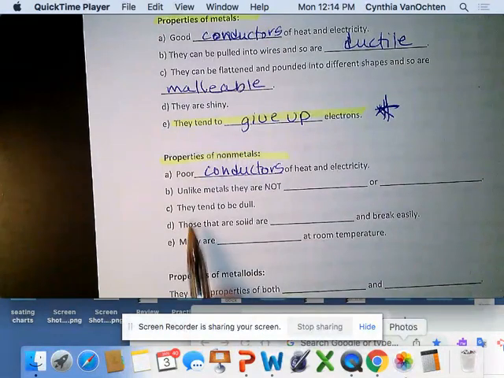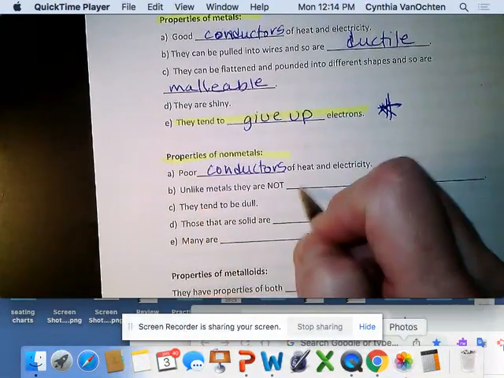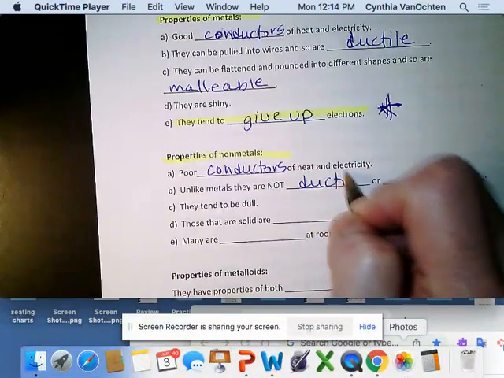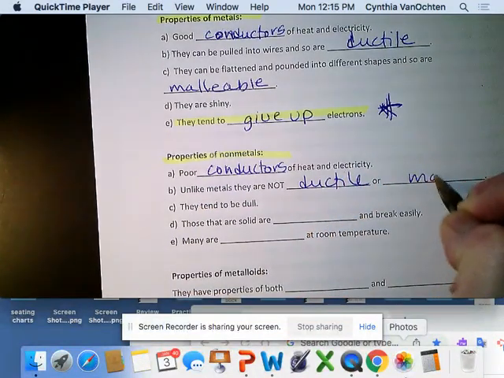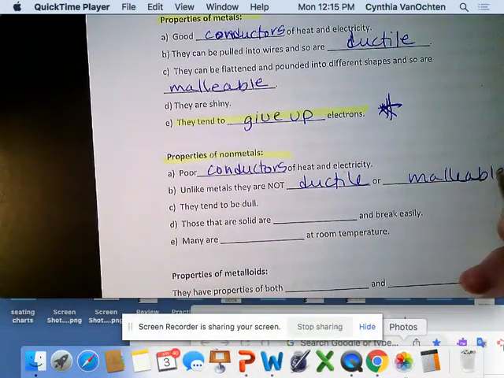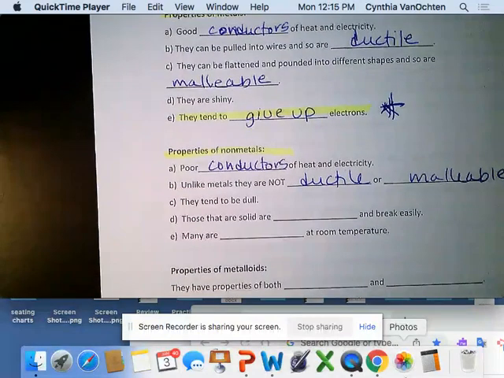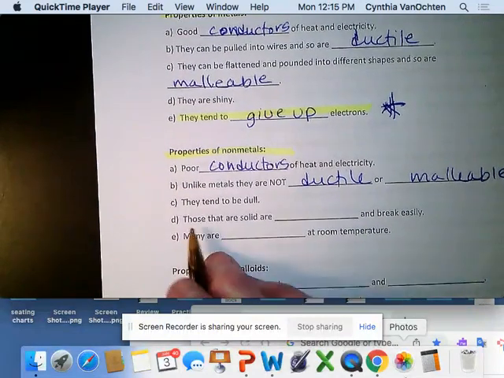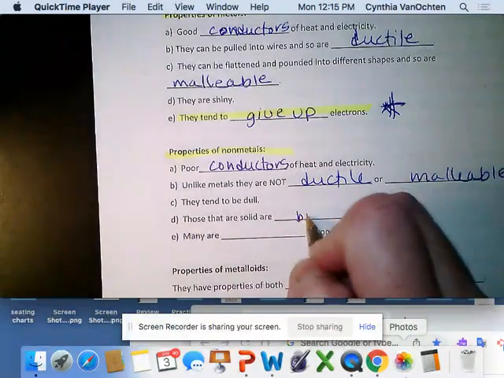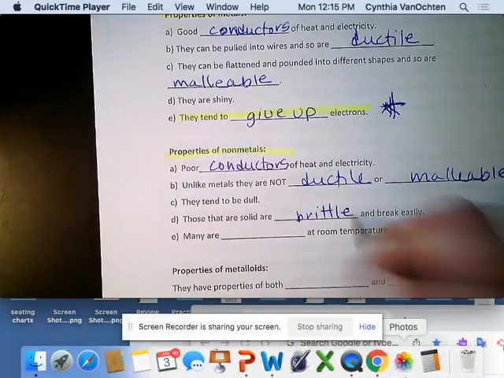So unlike metals, they are not ductile or malleable. Okay, if they are solids, they're not shiny, they tend to be dull. And those that are solid are brittle, and when you put a force on them, they'll crumble and break.